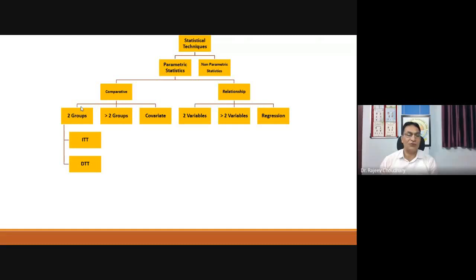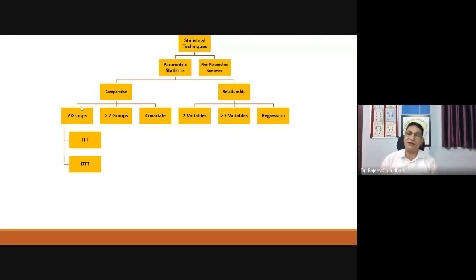Independent t-test is used to conduct surveys, and dependent t-test is used to conduct experiments. This dependent t-test is also known by 4 different names in different literatures. First name is in front of you, dependent t-test. This dependent t-test is also known as correlated t-test.